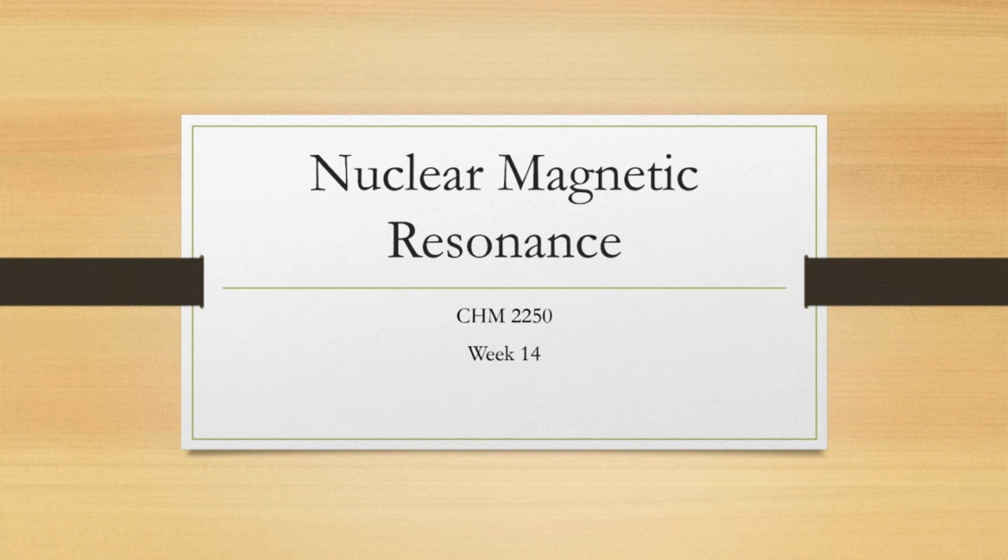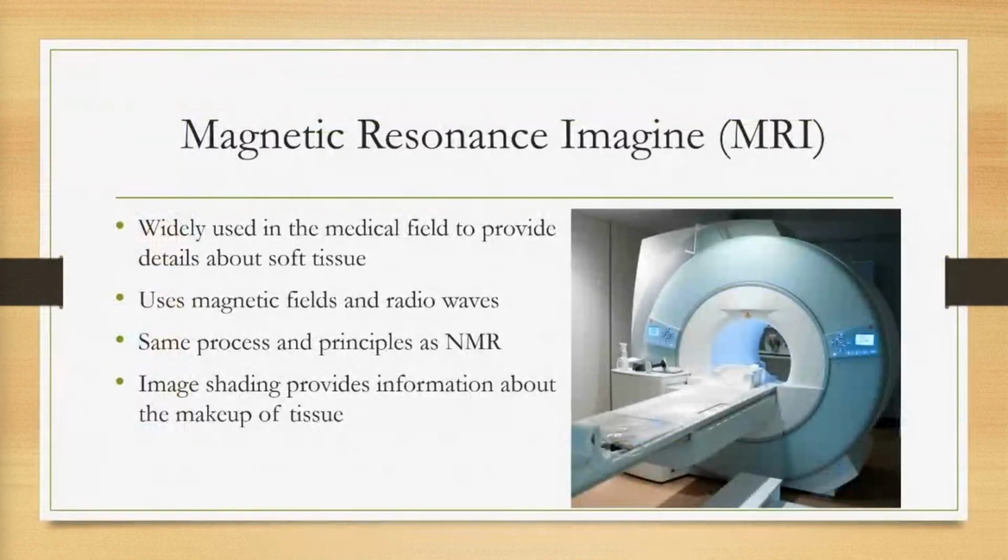So NMR is actually used in MRI, or magnetic resonance imaging. Oh, that should say imaging, not imagine. But an MRI is widely used in the medical field, and that provides details about soft tissue. It's a similar process as what we're doing in lab as NMR. You use magnetic fields and radio waves to analyze the composition of soft tissue.